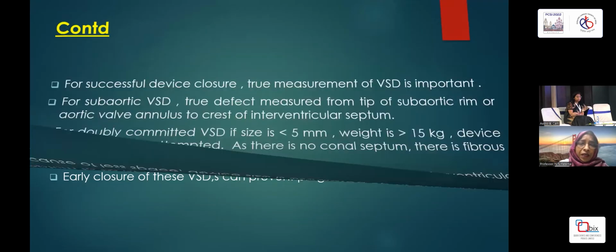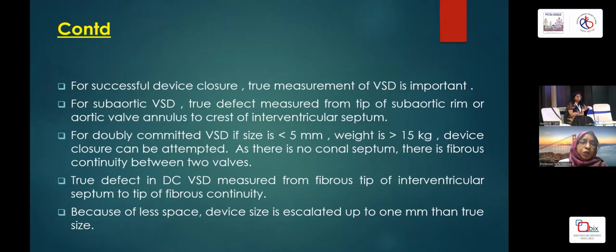And can prevent these complications. So for successful device closure in this patient, we need the true measurement of the VSD, as there is not that kind of subaortic rim. So from where should we measure the true diameter of the defect?